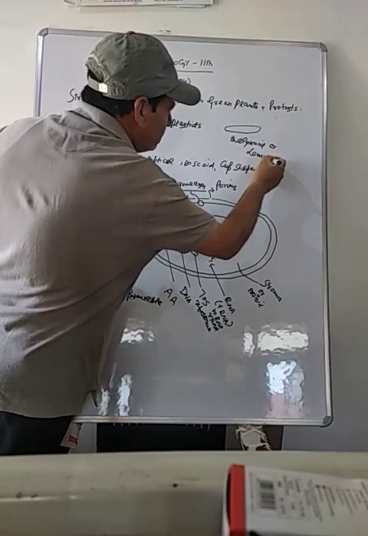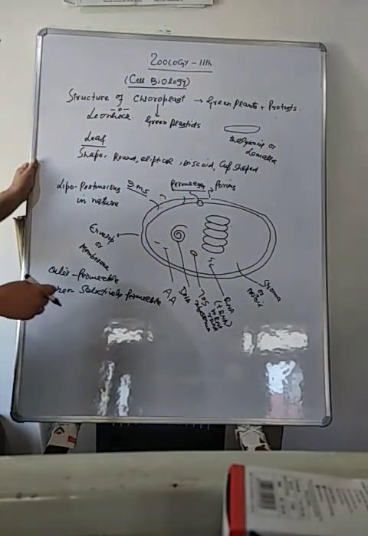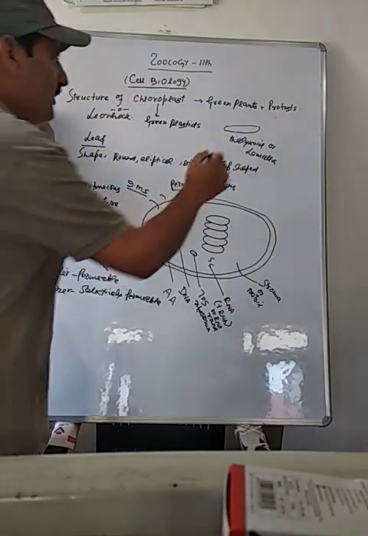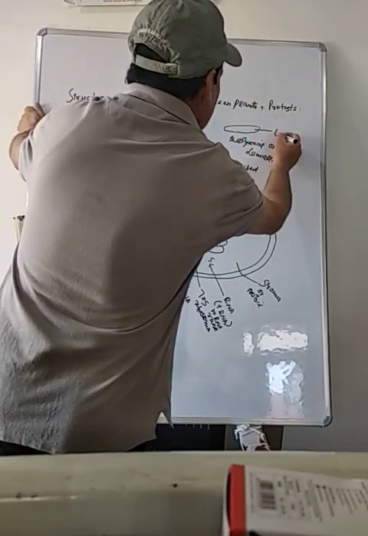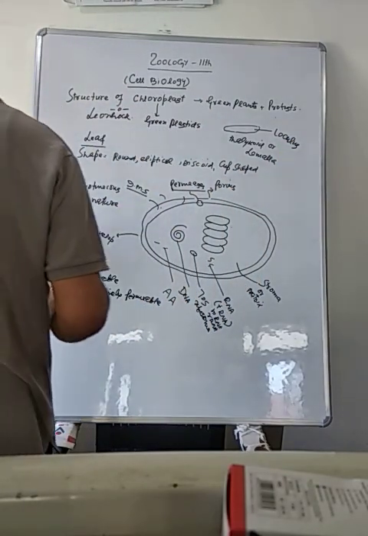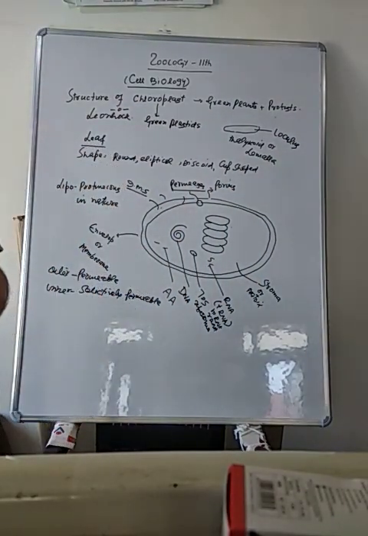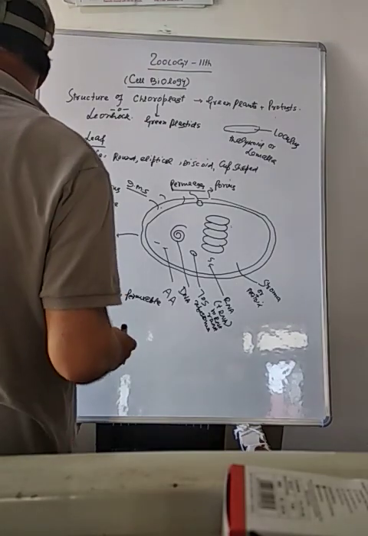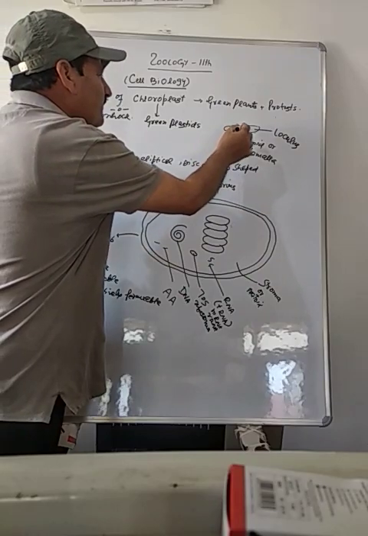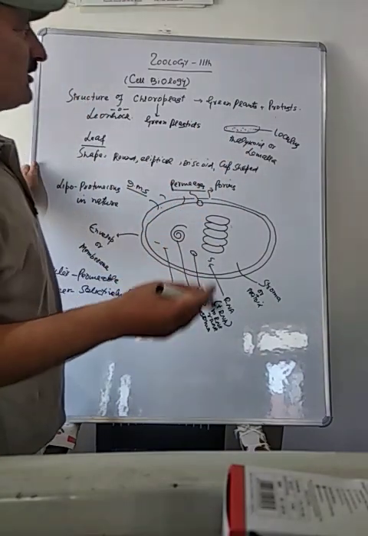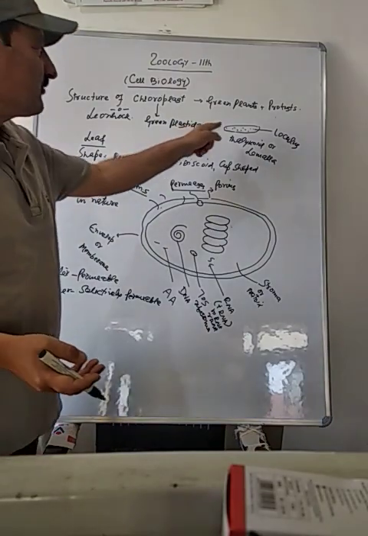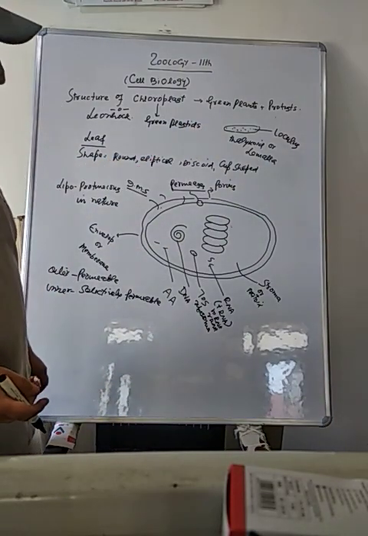This lamella bears a space. This space is called a loculus, a cavity-like structure. The loculus contains chlorophyll, a pigment which can help in photosynthesis. Chlorophyll is present in the loculus.